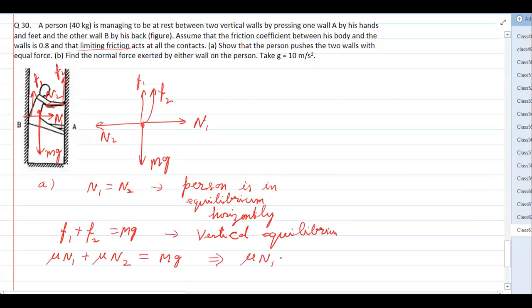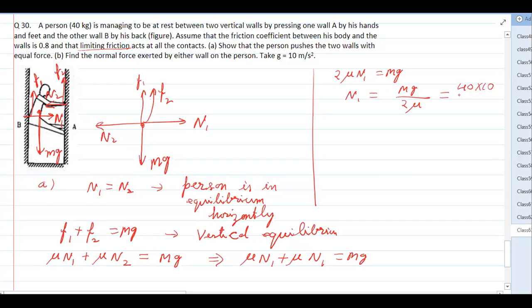So mu N1 plus mu N1 equals mg, or 2 mu N1 equals mg, or N1 is mg by 2 mu. That is 40 kg into 10 divided by 2 into 0.8, so it will be 500 by 2 into 0.8, that is 250 Newton. So N1 is coming 250, so N2 will also be 250 Newton. So both the normal forces exerted by the man are 250 Newton.